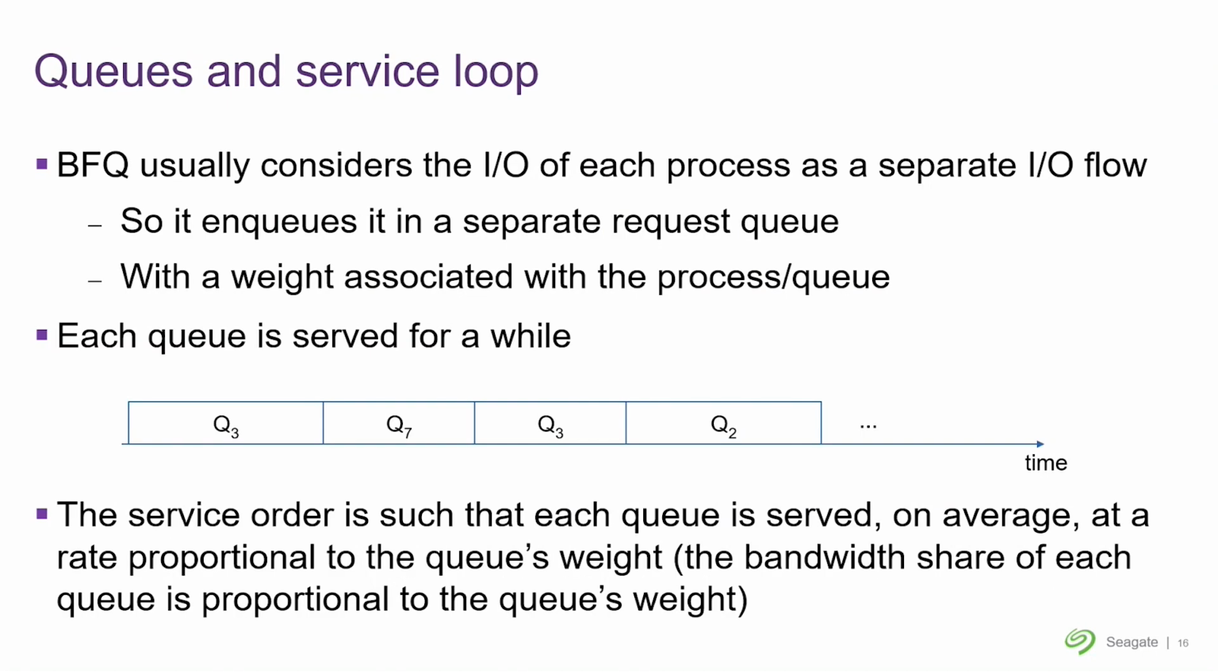Let's look at these queues and service loops. So BFQ does treat these differently. It treats the IO of each process as a separate IO flow, as you saw in the diagram before, places it in a separate request queue, and then there is a weight associated with each process and queue based on certain logic. So as we're going along, each of those queues you saw is serviced for a while, but not always in a strict order. So here you see Q3 being served, then Q7, and then Q3 again, because it has a higher weight, and then maybe Q2, and so on and so forth.